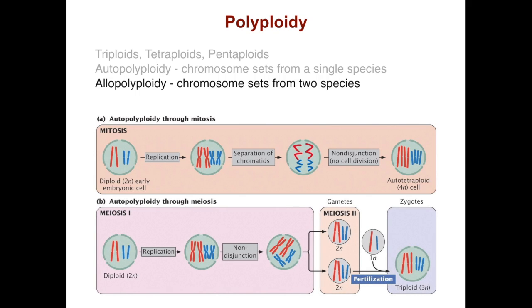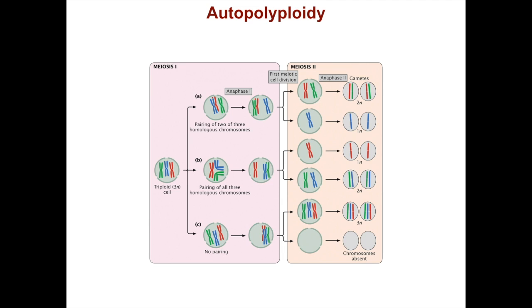Autopolyploidy can also occur during meiosis. So you start out with a diploid cell, the chromosomes replicate, and you have nondisjunction in meiosis 1. In meiosis 2, you form gametes that are 2N instead of 1N. They are fertilized by normal gametes that are 1N, haploids, and you end up with a triploid zygote. Autopolyploidy leads to problems in meiosis.